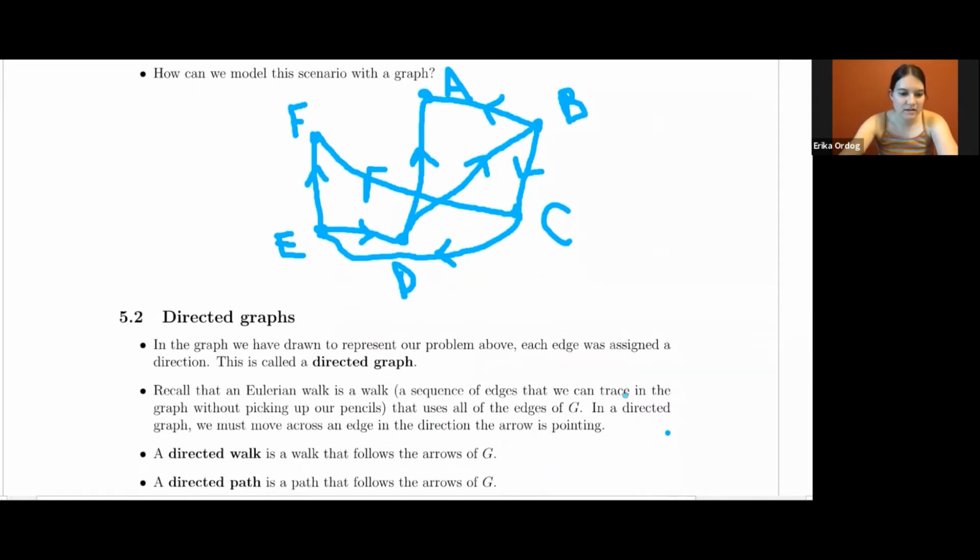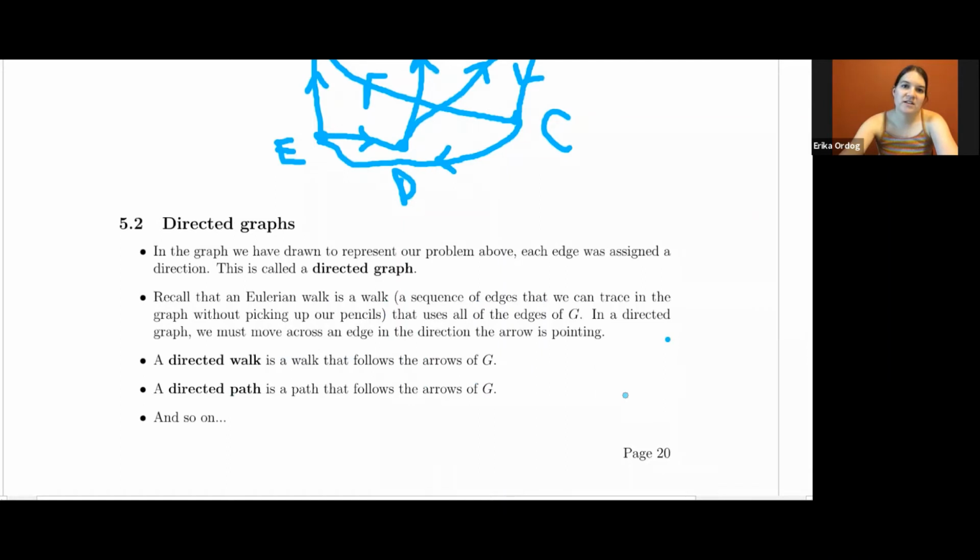Okay, so this is what's called a directed graph. It's a graph where the edges have directions, and we notate these directions by using arrows.